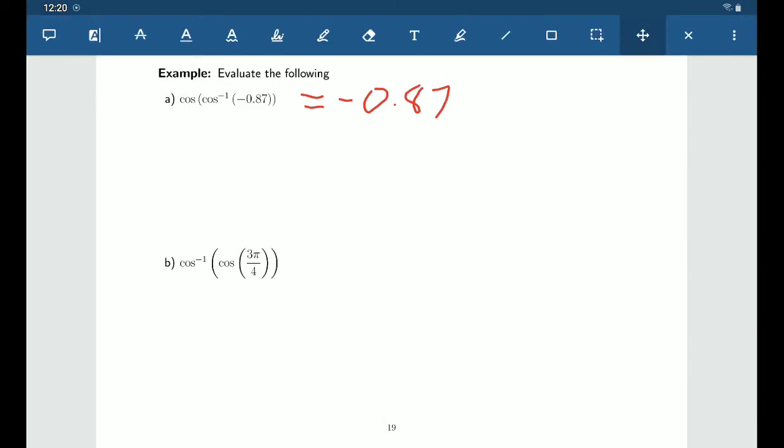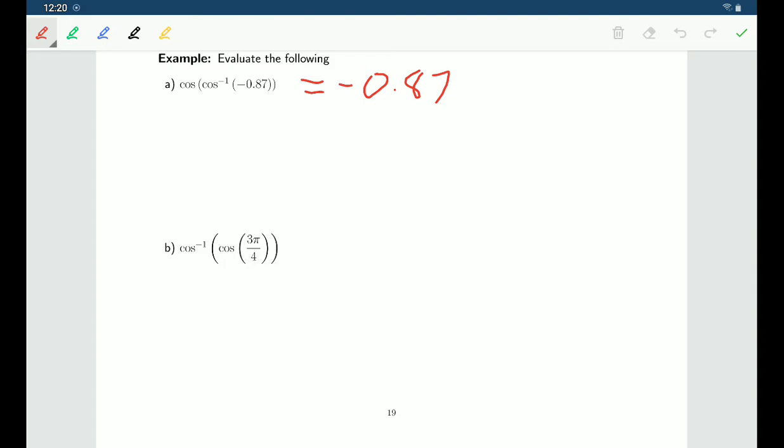Similarly, for the second example, we're looking at cosine of 3 pi over 4 as being on the inside, and for that, 3 pi over 4 is between 0 and pi, our restricted domain, so we put it into cosine, and cosine inverse will give us our original angle back of 3 pi over 4.